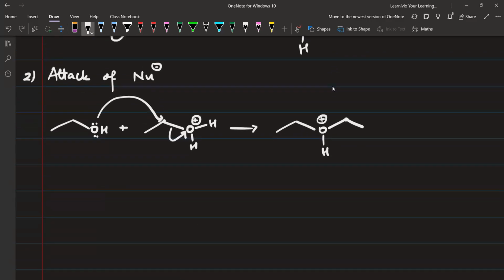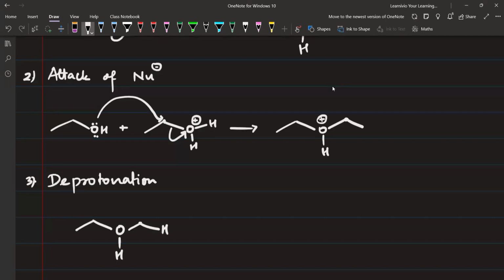Now the last step, the third step, is deprotonation. In deprotonation, basically what happens is that the hydrogen which is attached here breaks the bond with the oxygen atom, which gives you ether plus H positive.